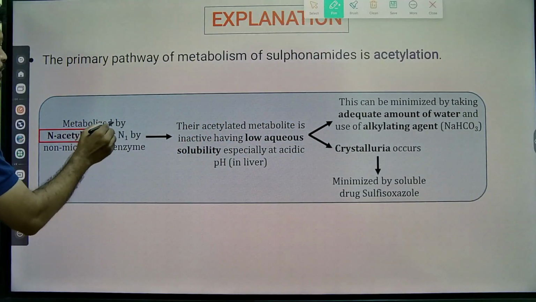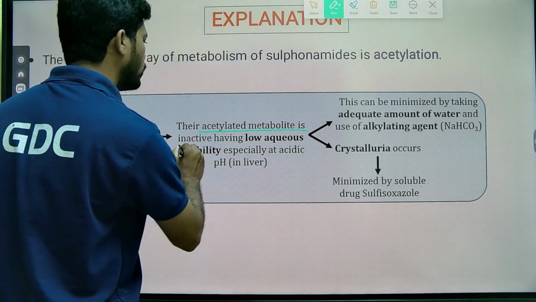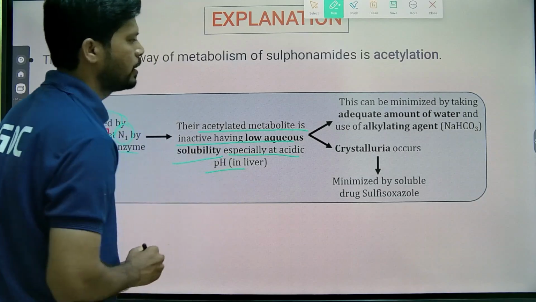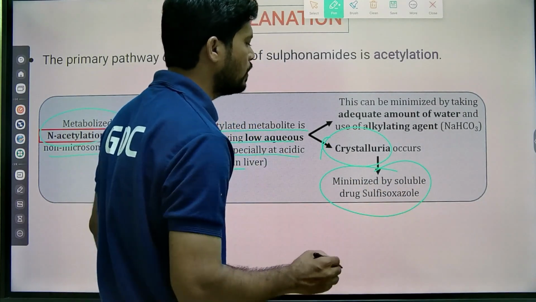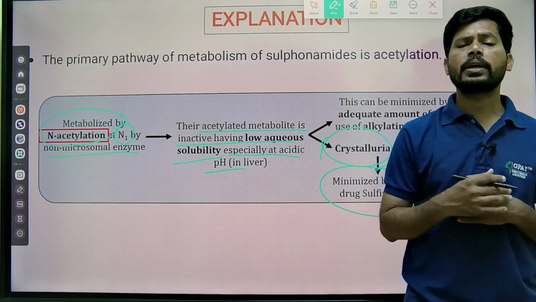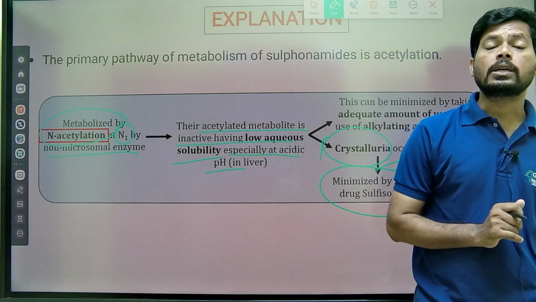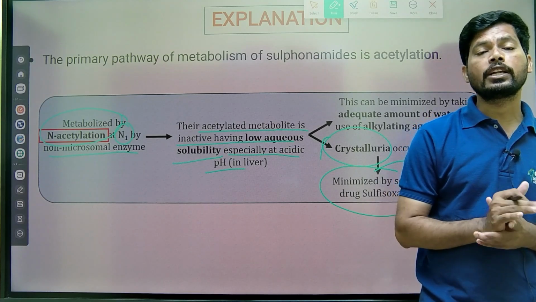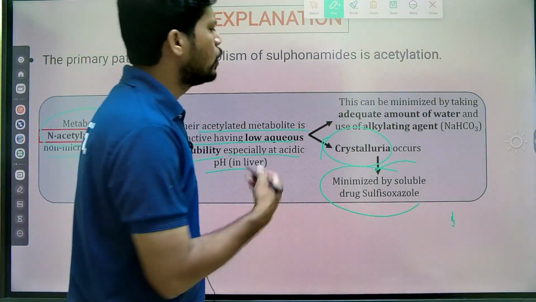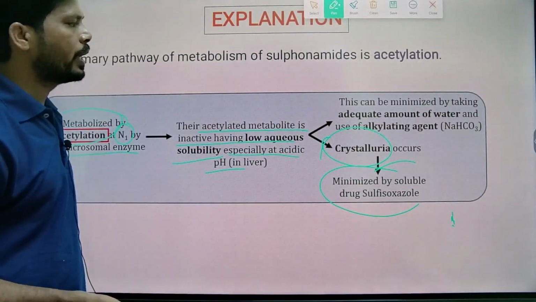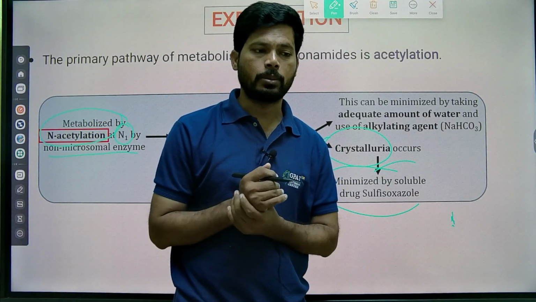Sulfonamides are metabolized by N-acetylation, by non-microsomal enzymes. Their acetylated metabolites are inactive and have low aqueous solubility, especially at acidic pH, which may cause crystalluria. Sulfonamides may form crystals with pH change and accumulate in the urinary tract. Crystalluria is the formation of crystals in the urinary tract, which may cause pain. Crystalluria can be decreased by sulfisoxazole, a soluble sulfonamide. Increasing water intake and taking alkalinizing agents may also decrease crystalluria formation.